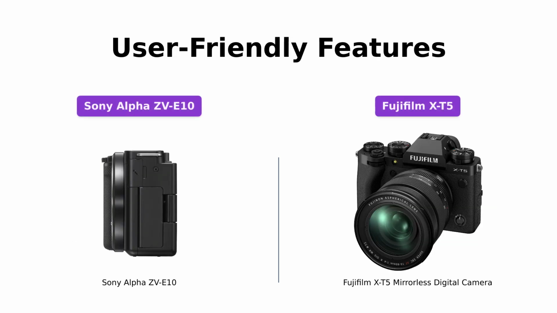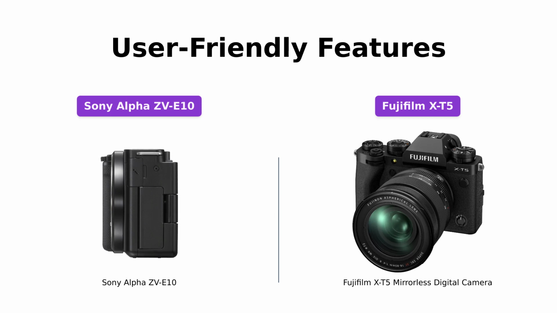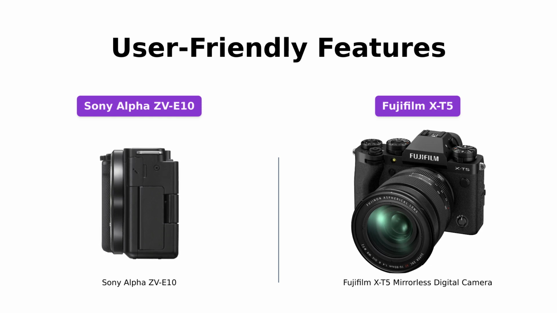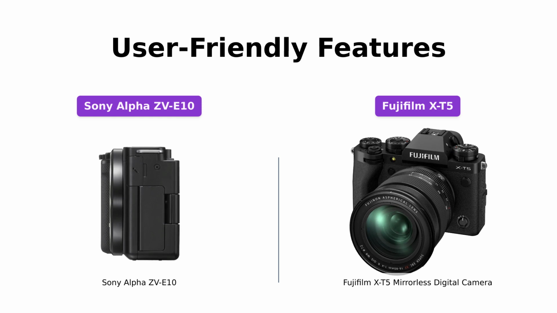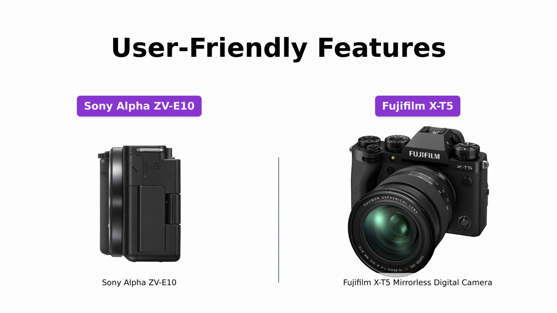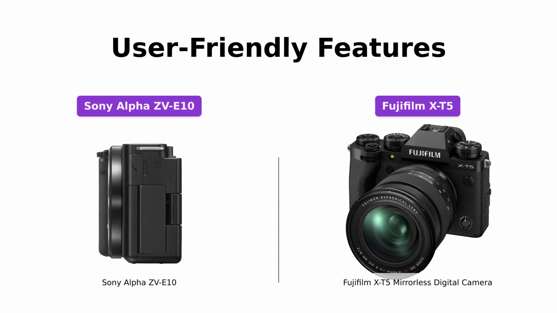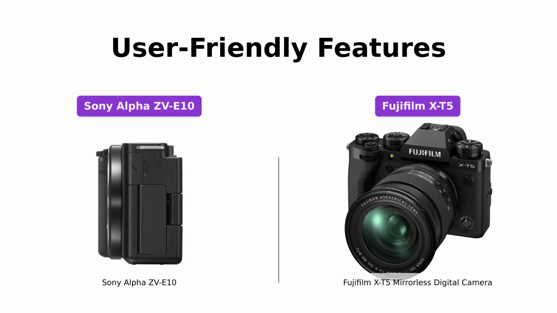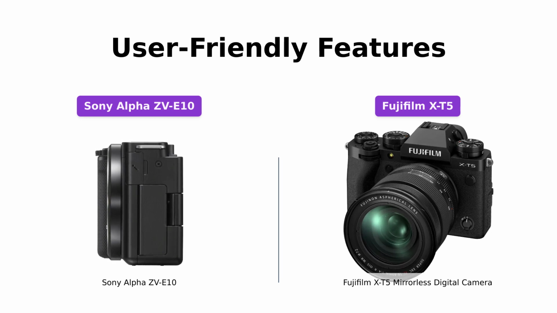Both cameras prioritize user experience. The Sony Alpha ZV-E10 features a background defocus button that instantly toggles the defocus effect on and off, giving you quick control over your subject's background. It also offers easy live streaming with a single USB cable, requiring no extra hardware or software. The Fujifilm X-T5 retains the classic X-series design, with dials for key functions like ISO, shutter speed, and exposure compensation. It also boasts a 3-way tilting LCD and powerful in-body image stabilization.